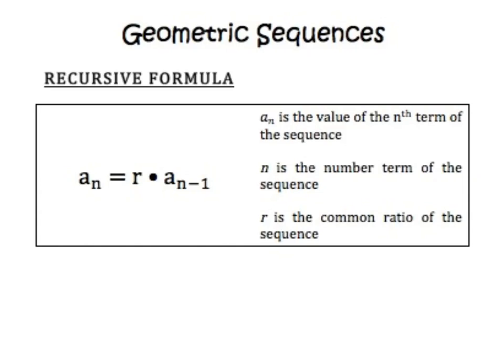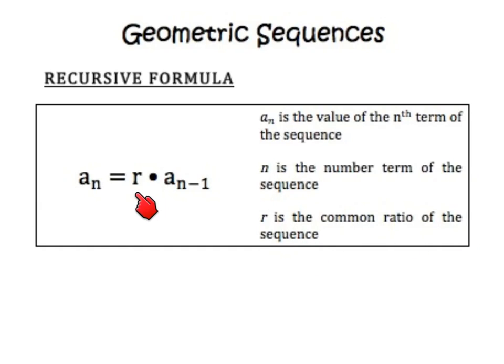Okay, so A sub n is the value of the nth term. So if we're talking about the fifth term, A sub n would be the value of the fifth term. N is the number of the term of the sequence. So if we're talking about the fifth term, n would be 5. If we're talking about the 10th term, n would be 10.